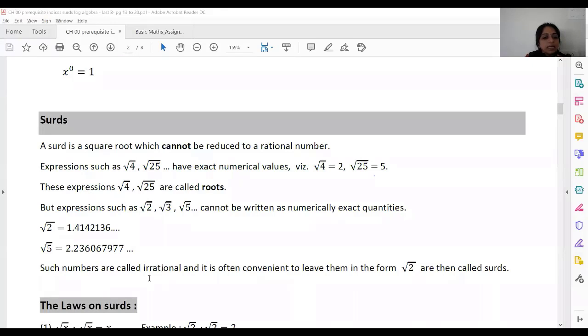Such numbers are called irrational numbers, and it is often convenient to leave them in the form of root 2. These are called surds. For easy understanding, if any square root, cube root, fourth root, or fifth root does not have a perfect answer, or cannot be expressed as an exact quantity, then that number is known as a surd. If a square root, cube root, fourth root, or any nth root can be expressed as an exact quantity, then that is not a surd.